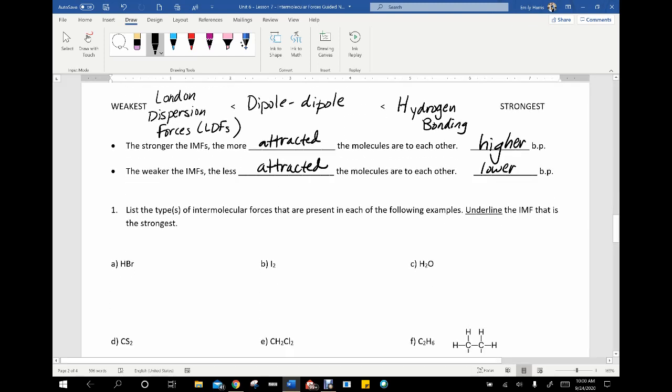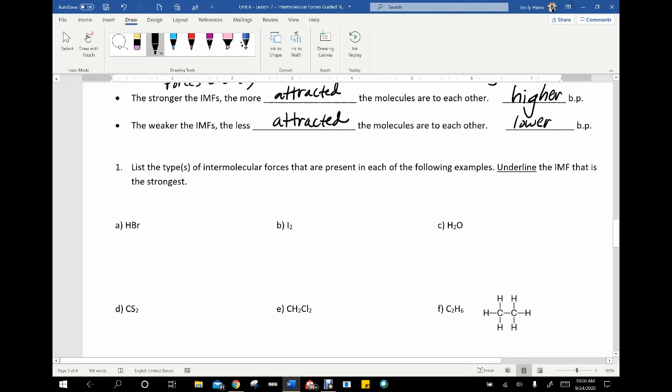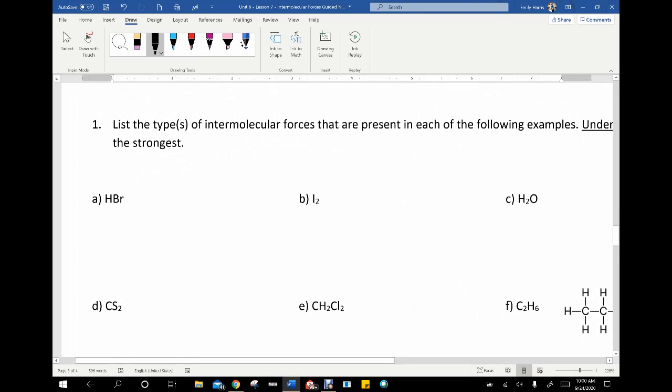Okay, so number one here is going to have us look at some different molecules and list which of these three forces are present. Then we're going to underline the intermolecular force that is the strongest. Now on these, it's important that we have good Lewis structures to go off of, so I'll be drawing those for us as we go.